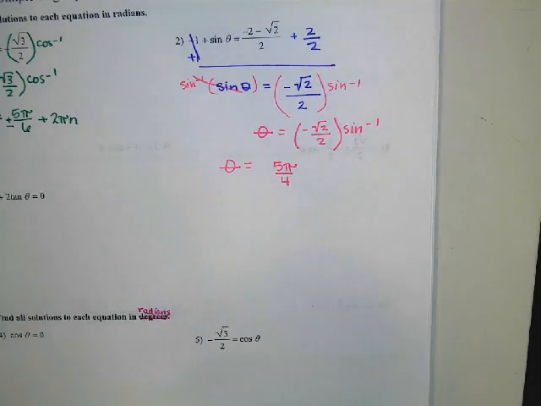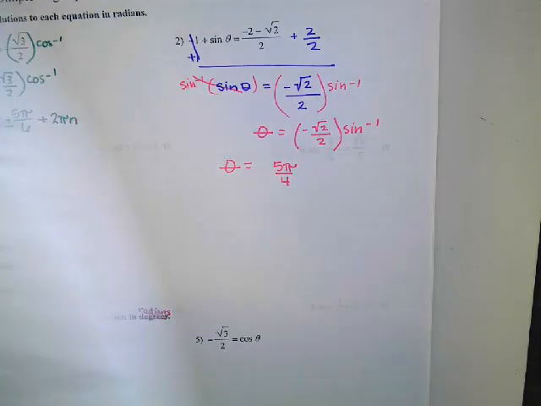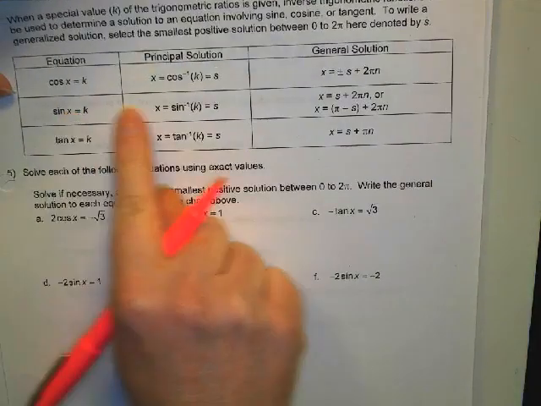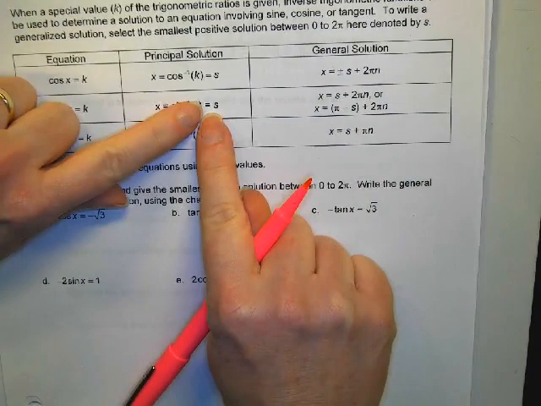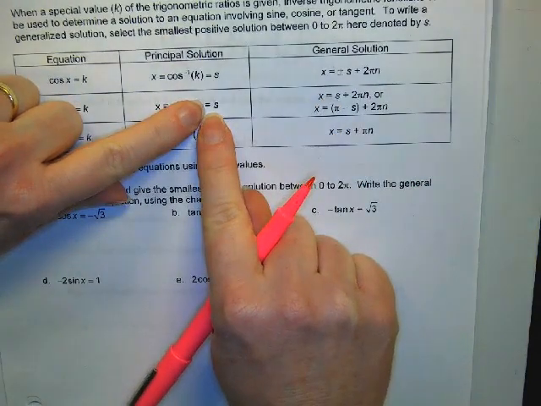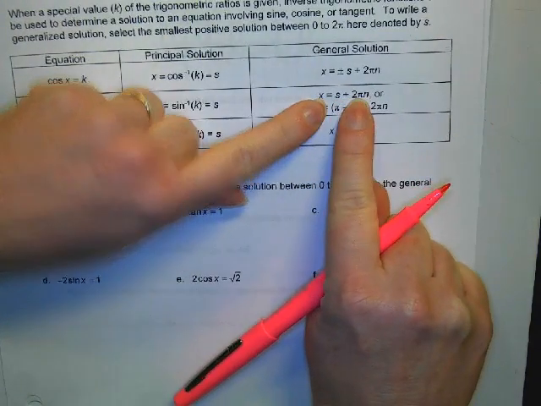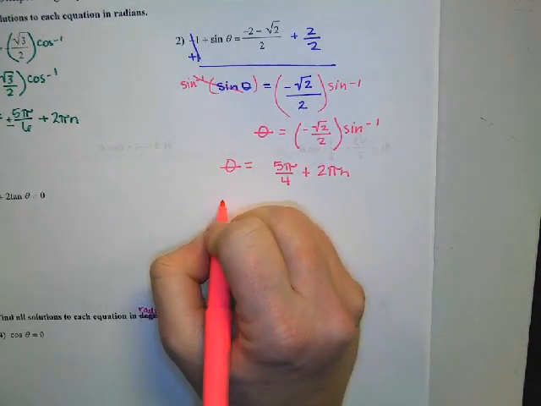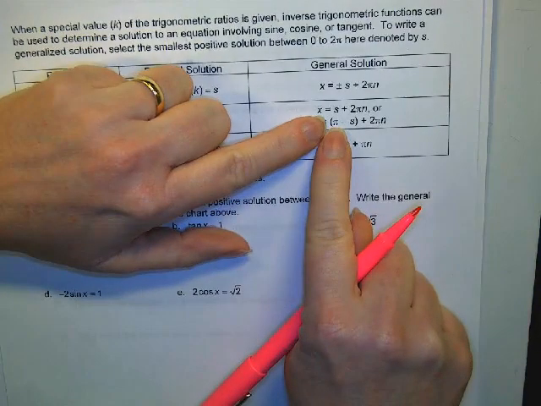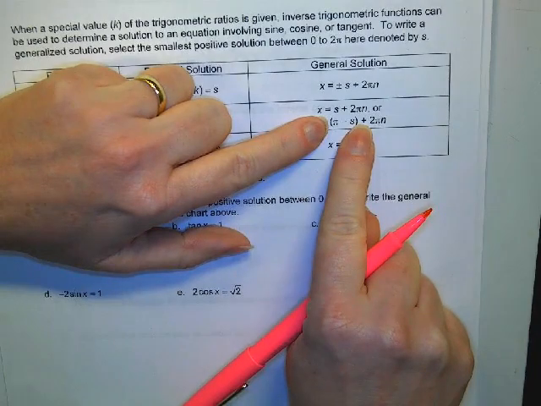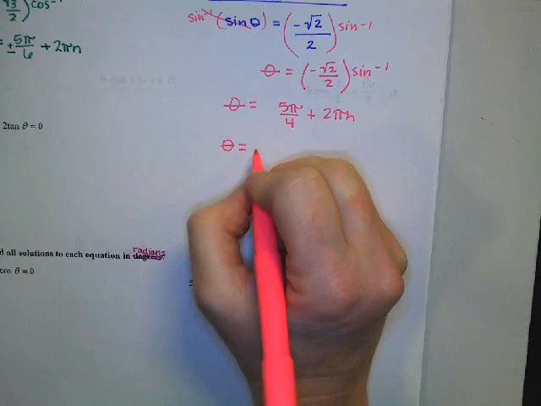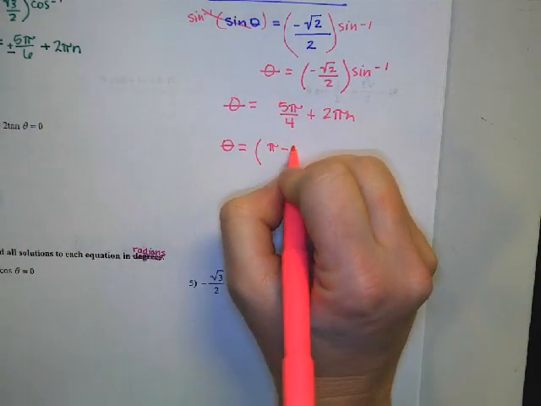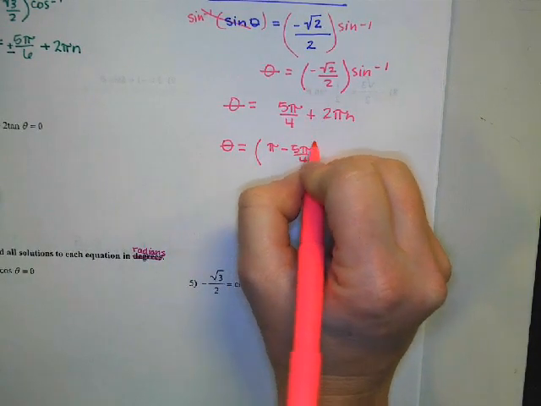And then I'm going to go to my little chart. Soon enough, you'll have a little chart memorized to see with sine, how do I generalize my solution? So you first find your solution, which I did. And then I can add 2 pi n, so plus 2 pi n. But I also have to do this next piece. I have to do pi minus my solution. So pi minus my solution would be pi minus 5 pi over 4 plus 2 pi n.